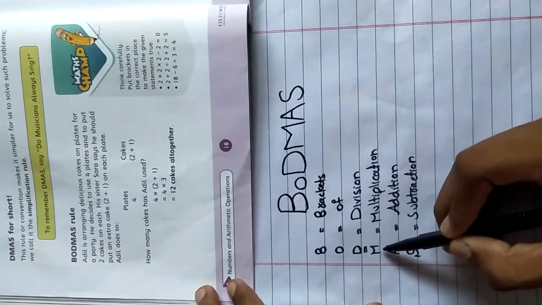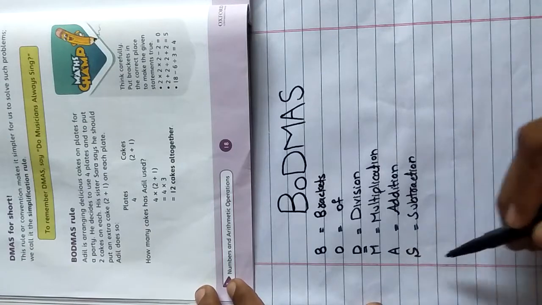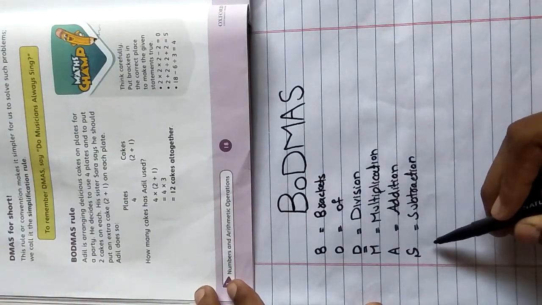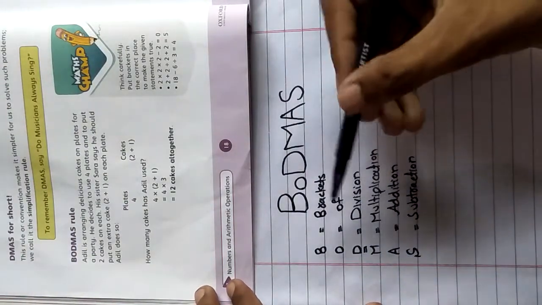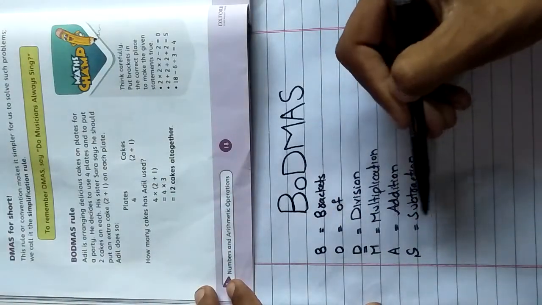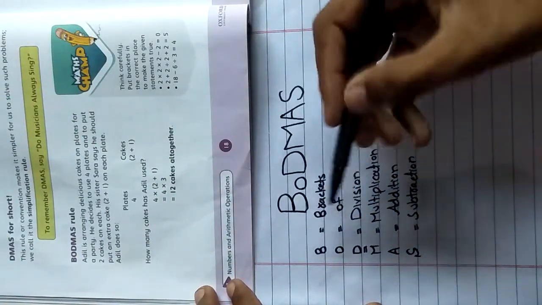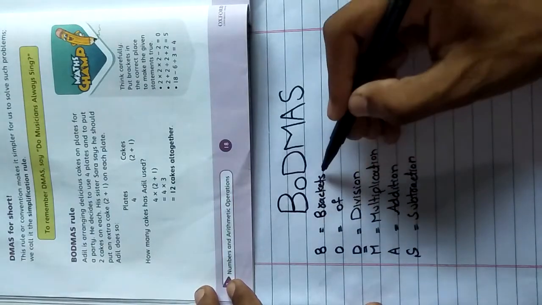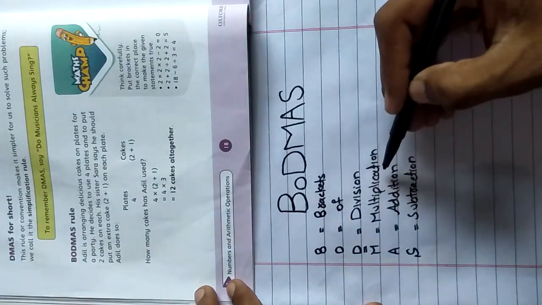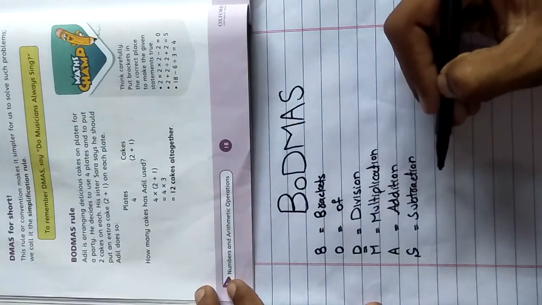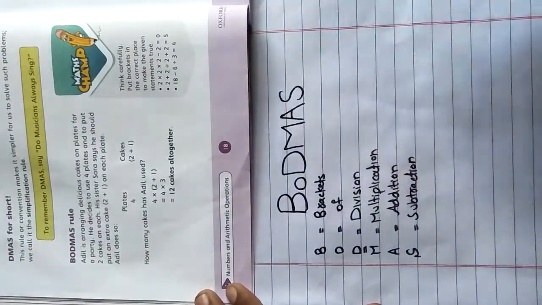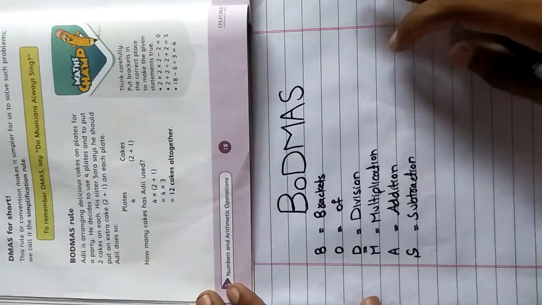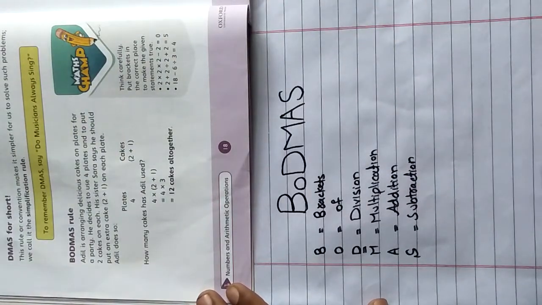then addition, and last you will perform subtraction. You should follow that order of operations: brackets first, then division, then multiplication, then addition, then subtraction. Let us see this with an example, the same example given in the book.